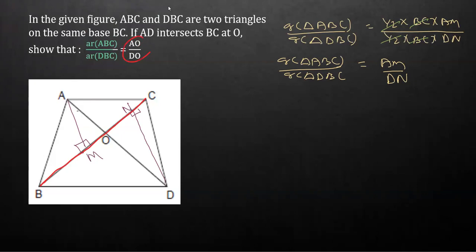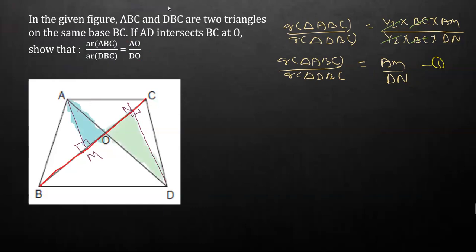But when you compare with what we need to prove, what you realize is that we need this area ratio as AO over DO and not AM over DN. So we need to get a relation between AM, DN and AO, DO. Let's mark this as equation 1. If we prove that triangle AOM is similar to triangle DON, we can write their sides as proportional, and therefore we will be replacing AO over DO with AM over DN. So let's consider the two triangles that we have to prove similar.